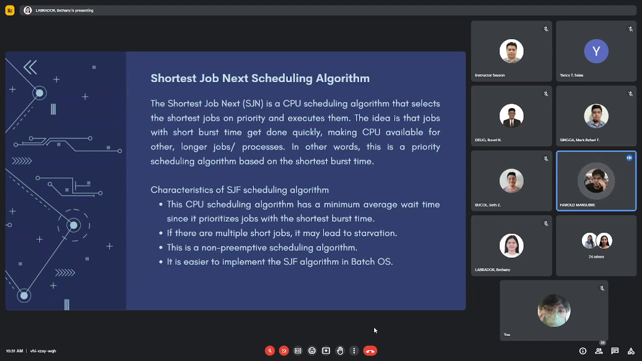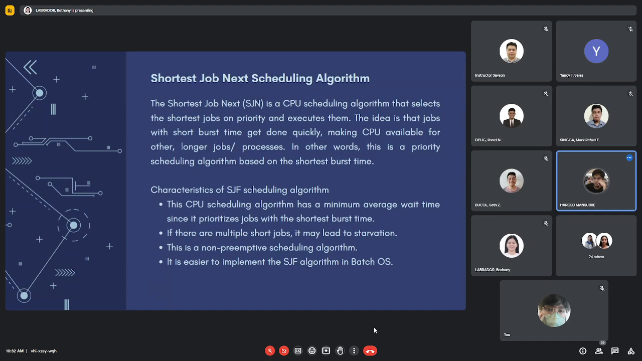The next is the characteristics of SJF scheduling. SJF stands for shortest job first. This CPU scheduling algorithm has a minimum average wait time since it prioritizes jobs with the shortest burst time. If there are multiple short jobs, it may lead to starvation. If there is a steady supply of short processes, the long process may never get a chance to be executed by the processor.